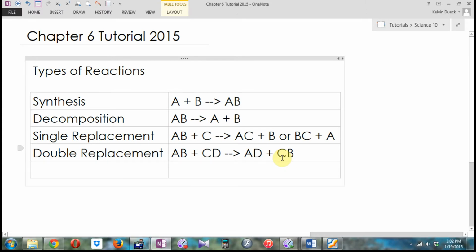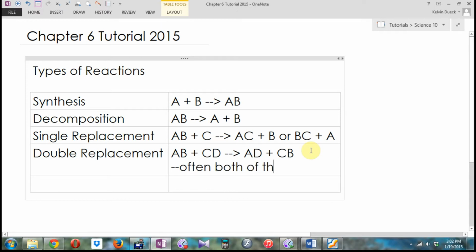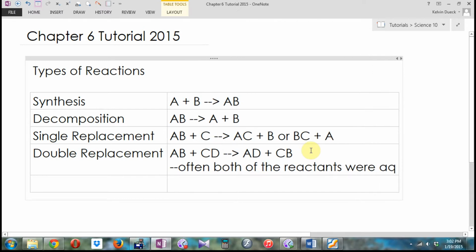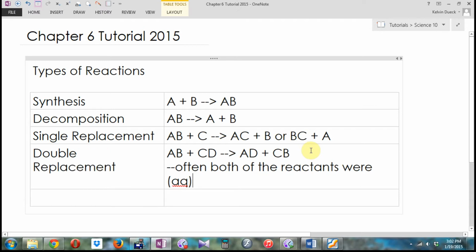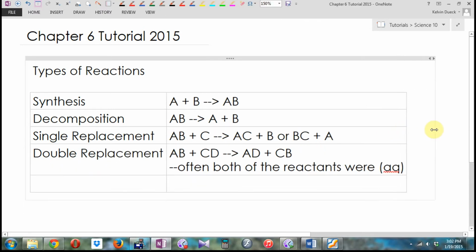Now, often both of the reactants, which is the left side, were AQ. What does AQ stand for? Do you remember? Okay, yeah, in an aqueous solution, which is in water. Need a bit more room here. Make the chart a little bit bigger.